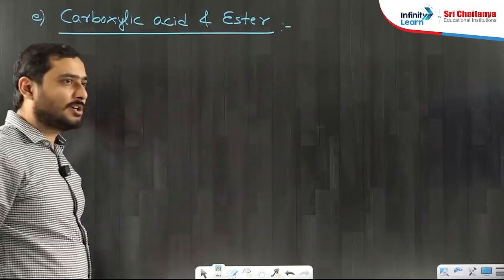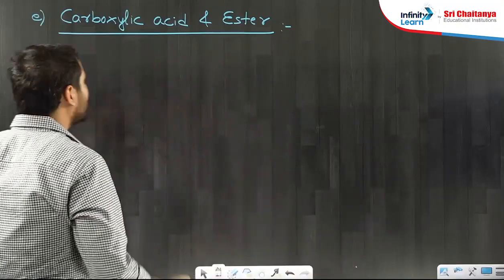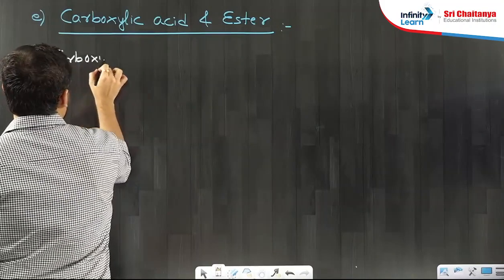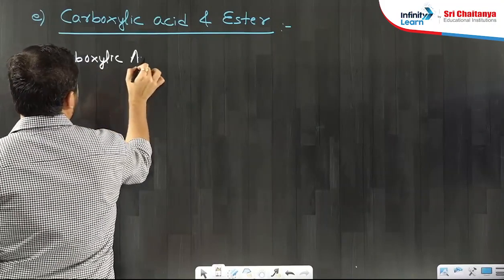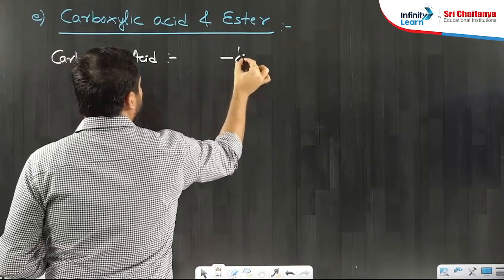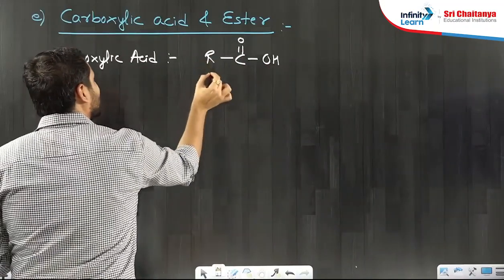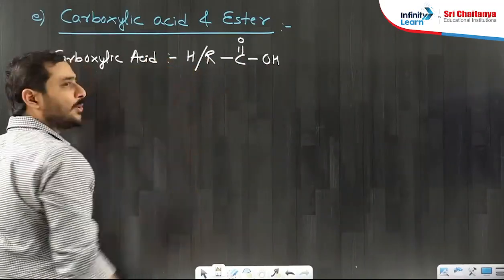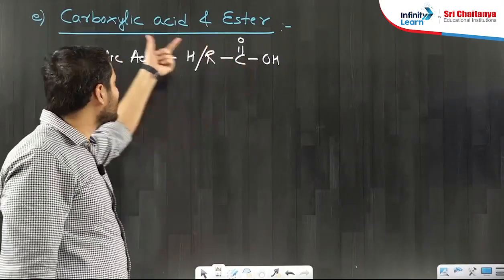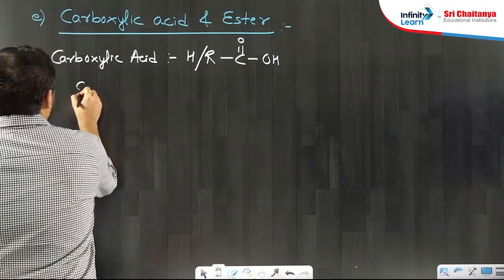What is written? Carboxylic acid and ester. Now what is the representation for carboxylic acid if we write? First I am writing the representation for carboxylic acid. Which functional group is carboxylic acid? COH. So C double bond O, OH. Now on this side either an alkyl group is present or hydrogen can also be present. So RCOOH, this functional group is called which functional group? Carboxylic acid.